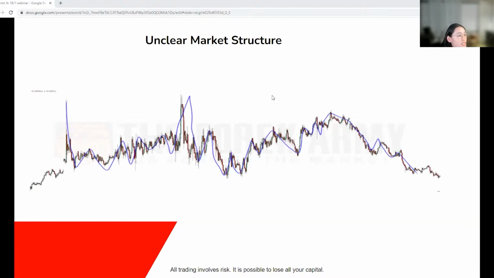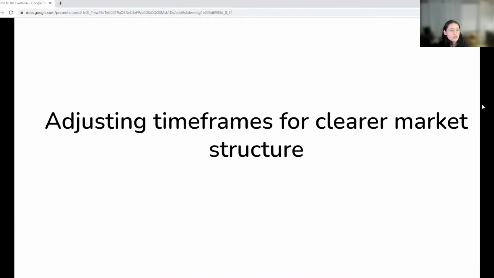Over here, you can see this is an example of an unclear market structure. So one thing we can do to find clearer market structures for our Fibonacci analysis is to adjust the time frames so that the market structure is clearer. What might look messy on an M30 chart might look very clear on an H4 chart. So I'll show you the next slide.